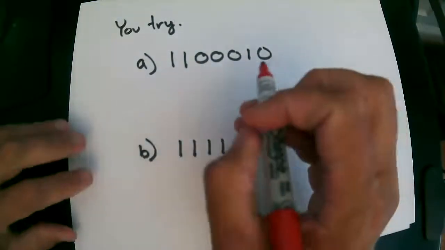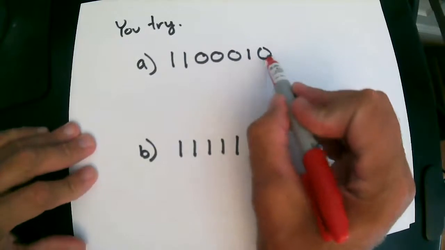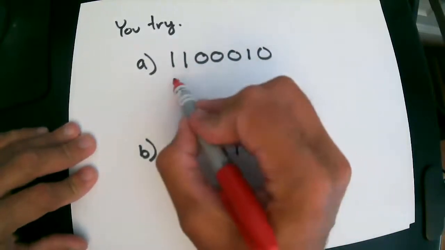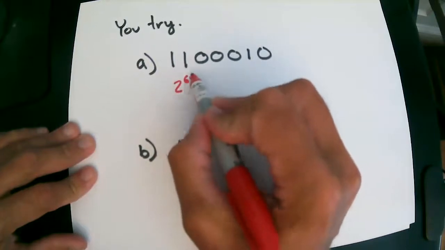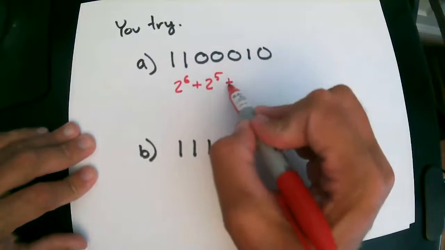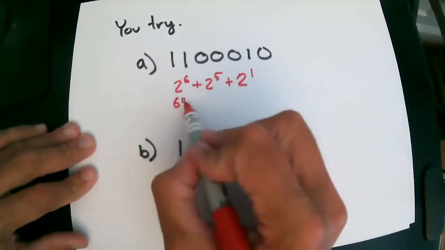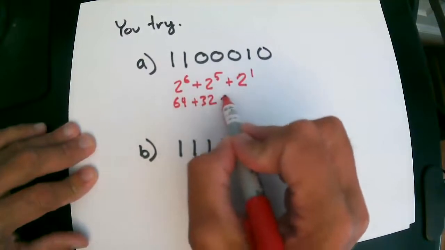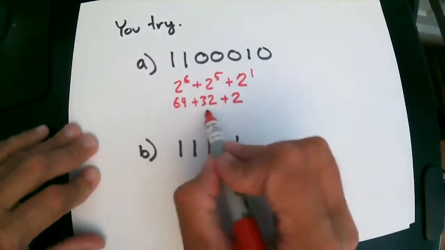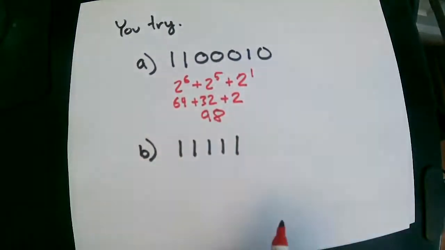All right, hopefully you actually paused the video. So let's do this, and we'll try to do it as quickly as we can. So let's see, the place values are 0, 1, 2, 3, 4, 5, 6. So that means there's a 2 to the 6th. That's a 2 to the 5th. 0, 1, and a 2 to the 1st. So that 2 to the 6th is 64, plus 32, plus 2. So we've got 96, plus 2, and that's 98. And hopefully that's the same number you got.